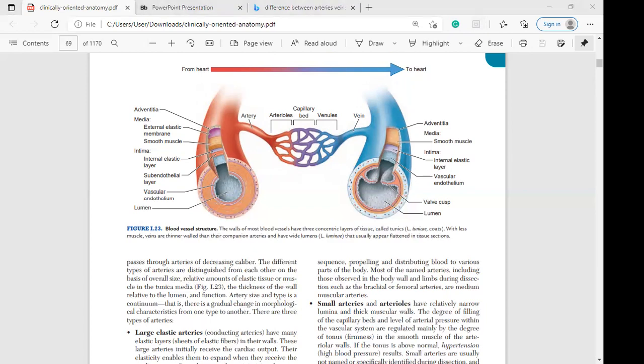Okay, good. Now, V, vascular endothelium, which is the innermost layer. S, subendothelial layer. I, internal elastic layer. S again, smooth muscle. E, external elastic membrane, and then A, which is the adventitia. So VSISEA: vascular endothelium, subendothelial layer, internal elastic layer, smooth muscles, external elastic membrane, and adventitia.